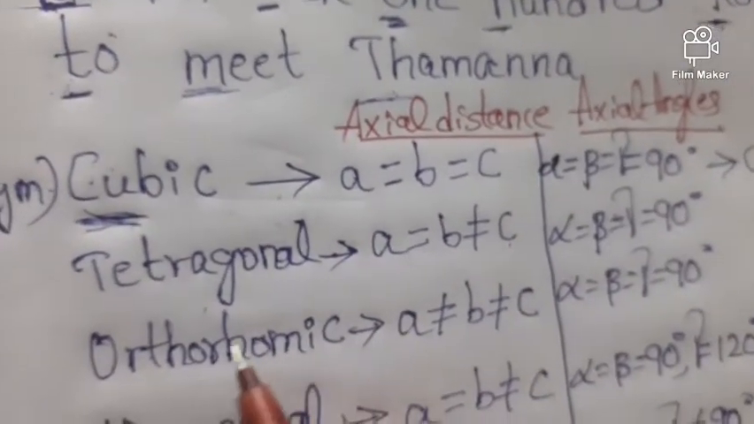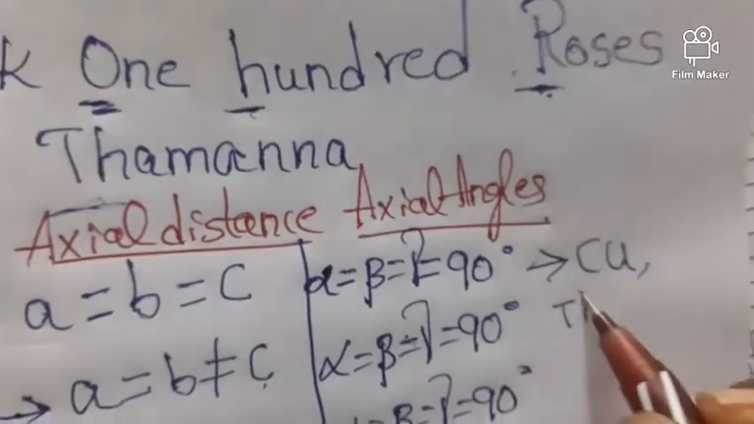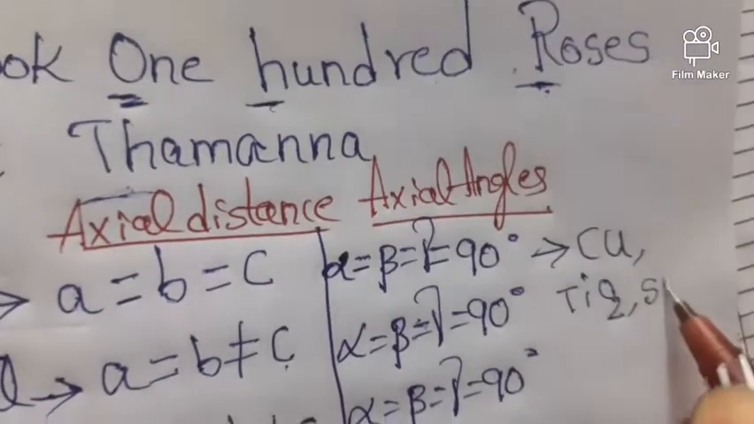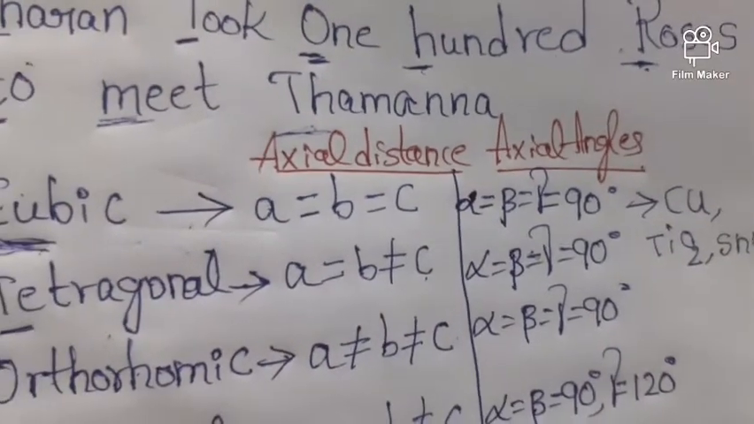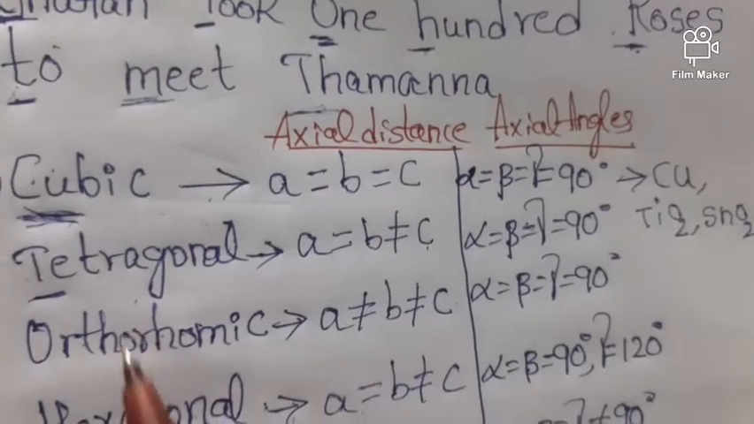Next, tetragonal. Tetragonal means a T is there, so just try to remember titanium dioxide, and also silicon dioxide. We have many more examples, friends, but at least try to remember one example. So for tetragonal the example is titanium dioxide.